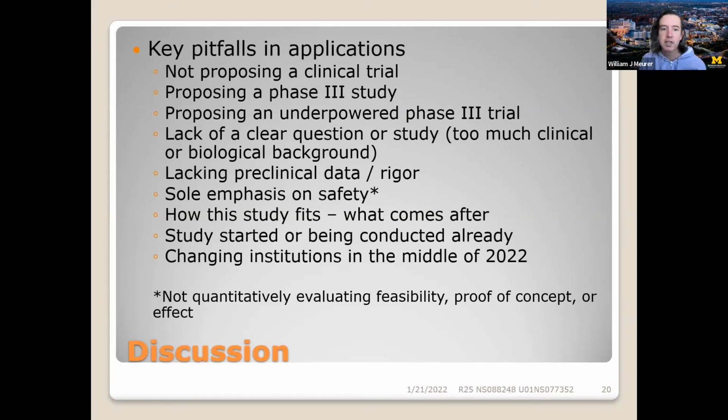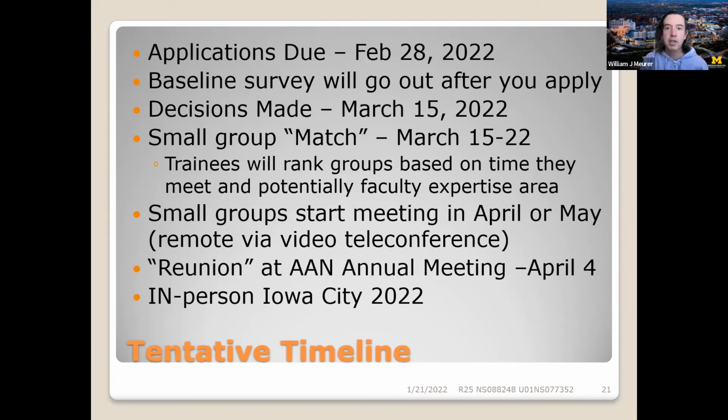All right, you want to go to the next slide? All right, here's the real nitty gritty. 28th of February, applications due. After you apply, we'll be asking you some additional questions. We are planning to be able to get through the applications by March 15th. We appreciate early applications.